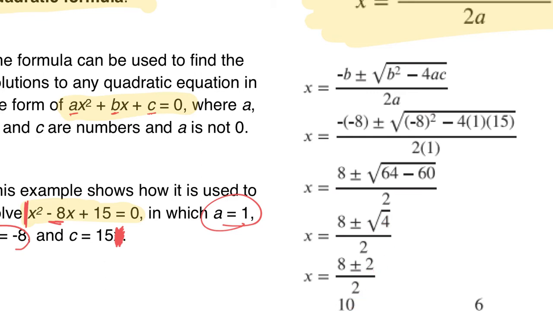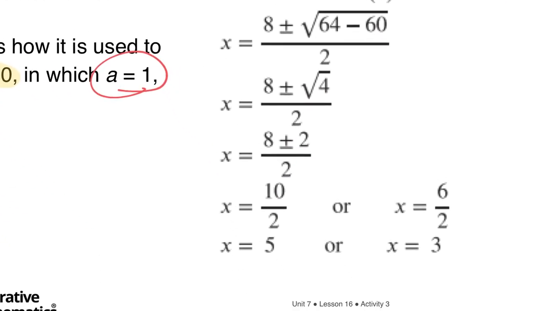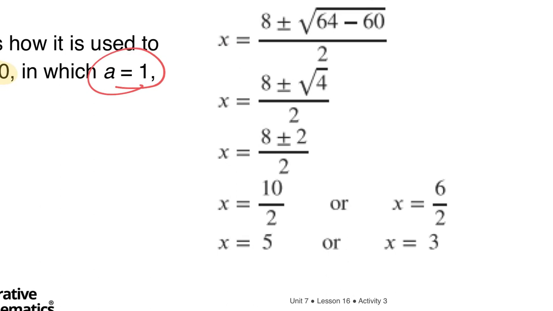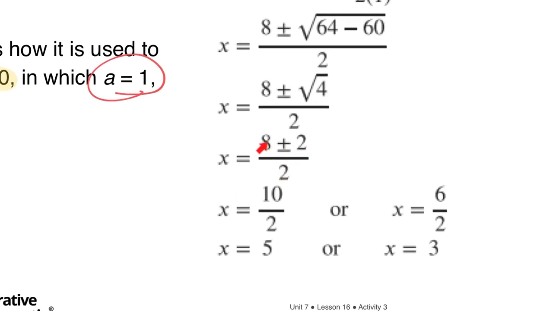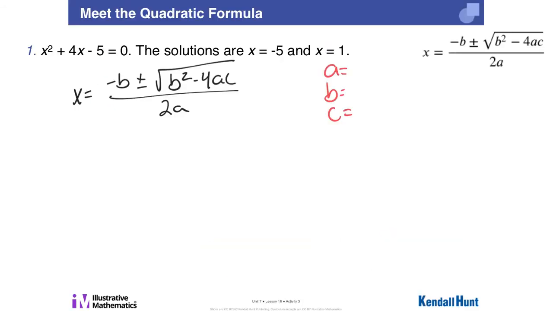And now here's where we do have to have two separate possibilities. We could have 8 plus 2 divided by 2, so 8 plus 2 is 10 divided by 2, or we could have 8 minus 2 divided by 2, which would be 6 divided by 2. So that's how you end up with your two possible answers of 5 or 3.